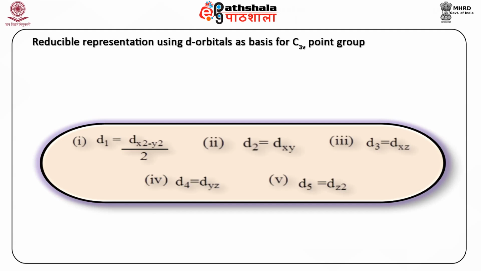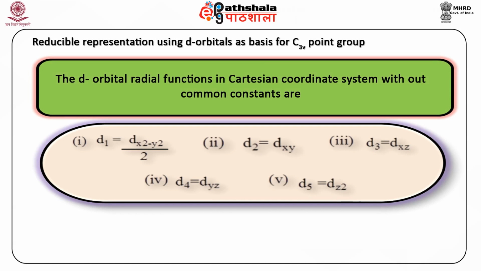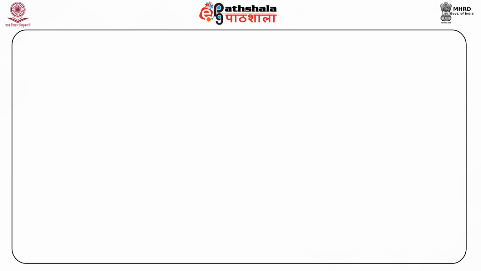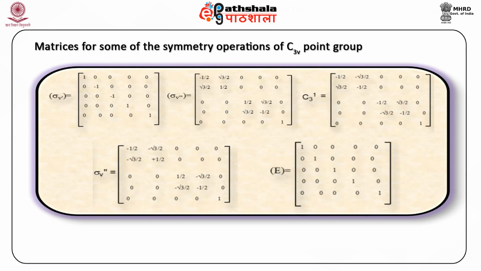Moving further, let us now examine the reducible representation generated by taking d-orbitals as the basis. The d-orbital radial functions in Cartesian coordinate system without common constraints are as written. Matrices for some of the symmetry operations of C3v point group are as shown. All these matrices are 5 by 5 dimensional reducible representations, and 5 d orbitals have been used as bases.